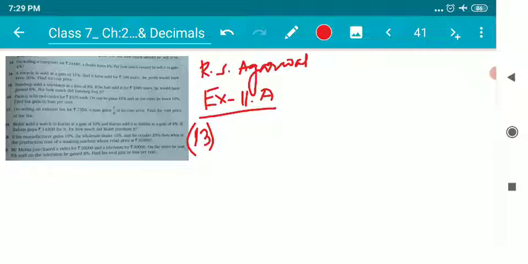Children, as of now, we have completed the entire chapter of comparing quantities from the NCERT book, and we have also done some questions from R.S. Agarwal, that is of exercise 11A. So, children, I have chosen some very important questions which I taught in the live class, and here I'm making the video on these questions.